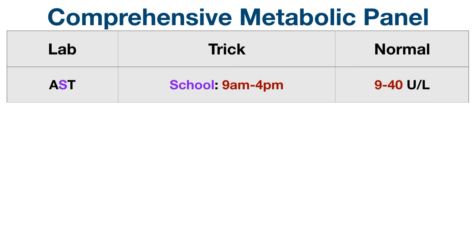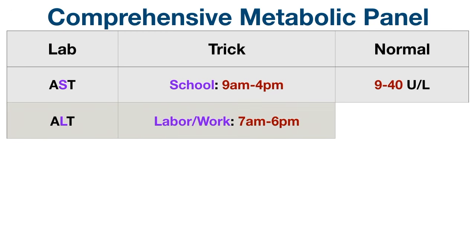You can do the same thing with ALT. You can use the L to remember labor or work. An average workday is longer than a school day. It may start at 7 a.m. and end around 6 p.m. This will help you remember the normal range for ALT is about 7 to 60.